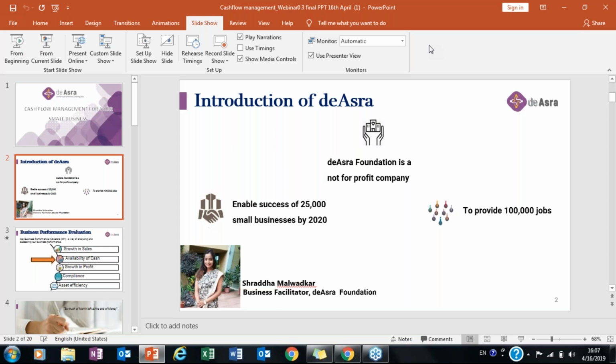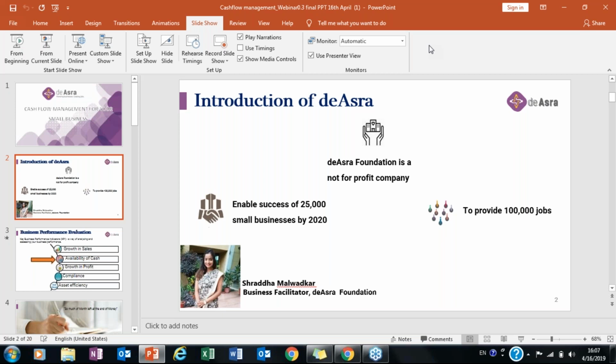deAsra Foundation is a not-for-profit organization. It's a Section 8 company formed by Dr. Anand Deshpande and his family. The main motive of starting this organization is to help and enable 25,000 entrepreneurs by 2020 and to provide 1 lakh jobs. So one entrepreneur will give jobs to 4 people. In such a way, we want to help 1 lakh jobs to be created in the society.